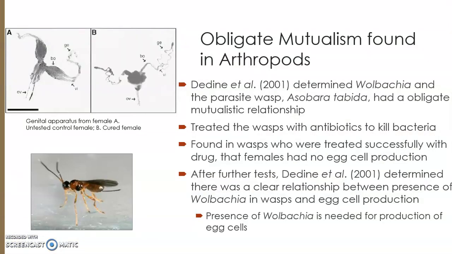So the one obligate mutualism found in arthropods is found in a parasitic wasp species called Asobara tabida. And in this experiment, the scientists treated the parasitic wasps with antibiotics to kill the bacteria. And they found that in the wasps who were treated successfully, the females had no egg cell production. And after further tests, they determined that the presence of the Wolbachia is needed for production of egg cells. And this was a photograph from their study. A right here is a control female who has lots of egg cell production, and then B is from a treated female with no egg cell production.